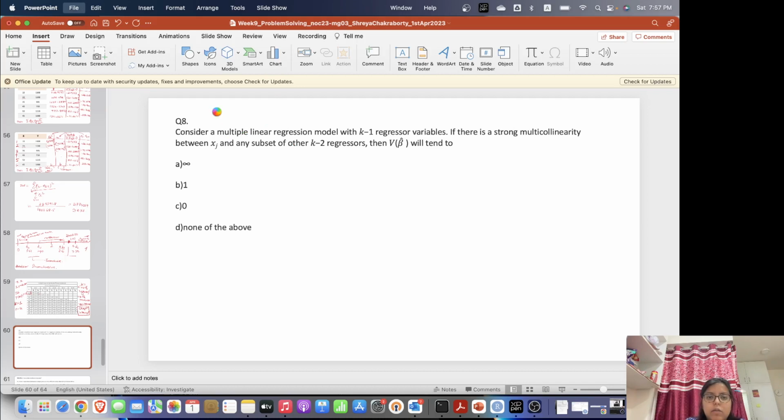So here I have another question based on multicollinearity. We consider a multiple linear regression with k minus 1 regressor variables. If there is a strong multicollinearity between xj and any subset of k minus 2 regressors, then the variance of beta j will tend to how much? In the presence of it, the variance of beta j becomes sigma square by 1 minus rj square.